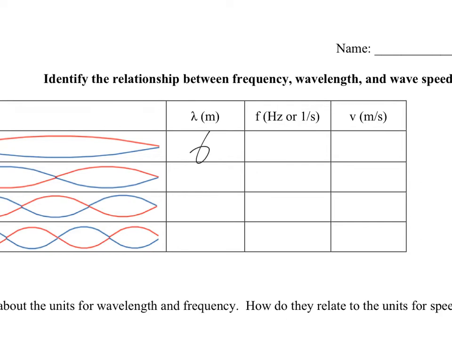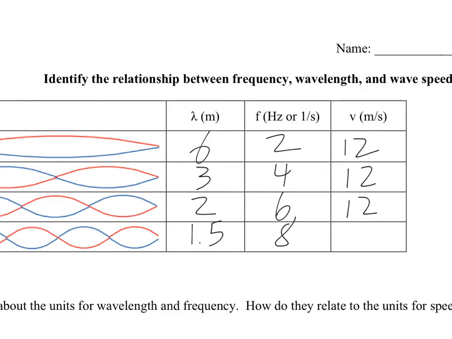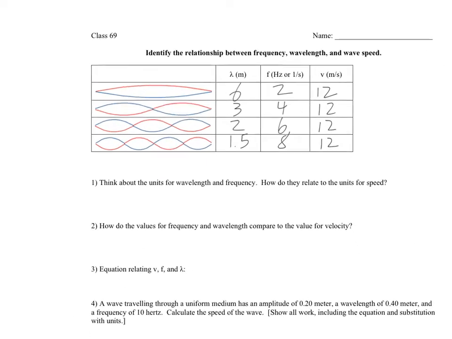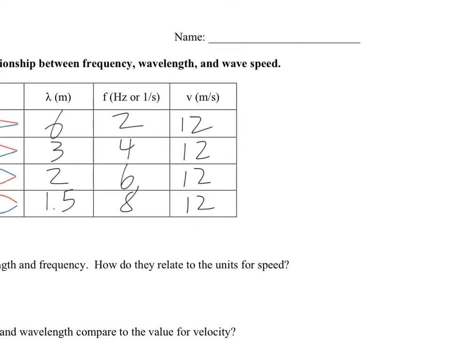We had 6 meters for the wavelength there, this was 3, this was 2, and this was 1.5 meters. Our frequency for this first one was about 2 hertz. This one was 4 hertz, this one was 6 hertz, and this one was 8 hertz. Each time multiplying to the exact same number, in this case 12, which was actually also our velocity. So we come up with a relationship that velocity equals frequency times wavelength.